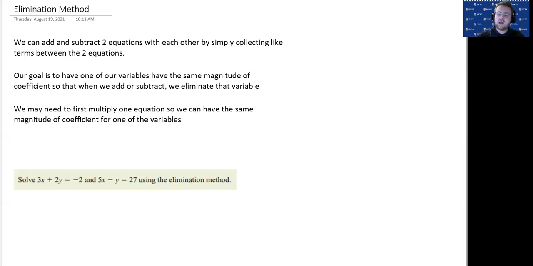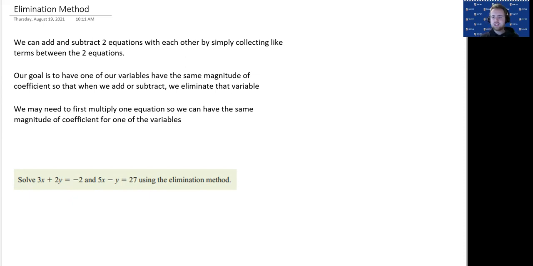We've got another lesson today on simultaneous equations. Today we're looking at the elimination method. So last lesson we looked at the substitution method, where we had to replace one of the values by substitution. This time we're trying to get rid of one of the variables by either adding or subtracting the two equations together. So when we add or subtract equations together, we're simply just collecting like terms.